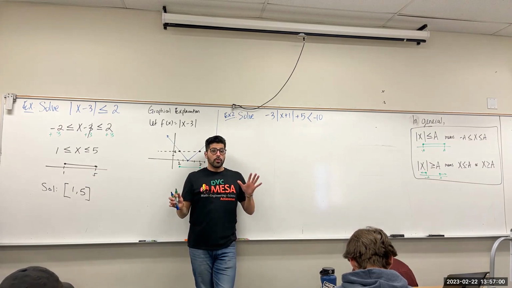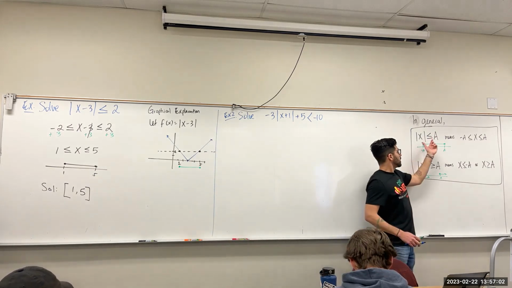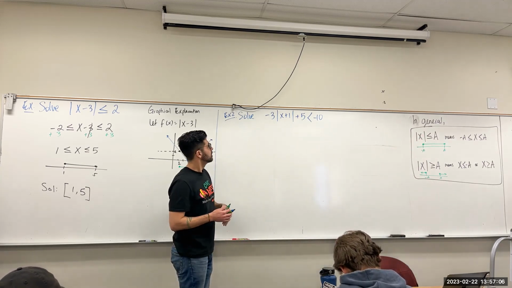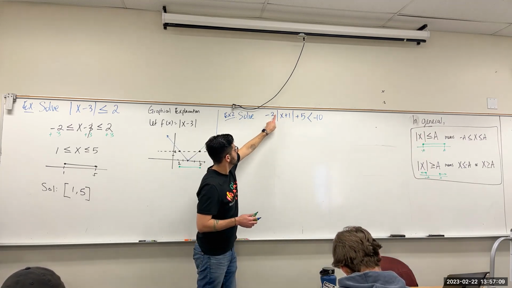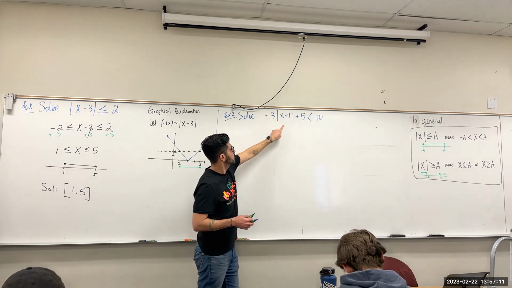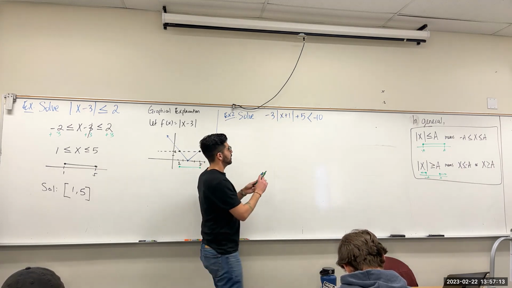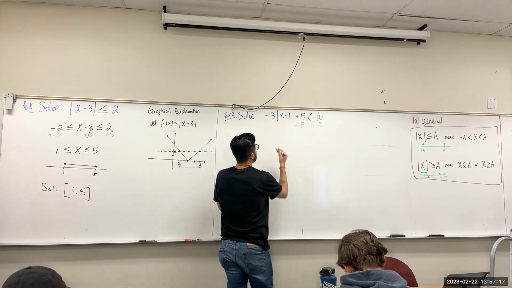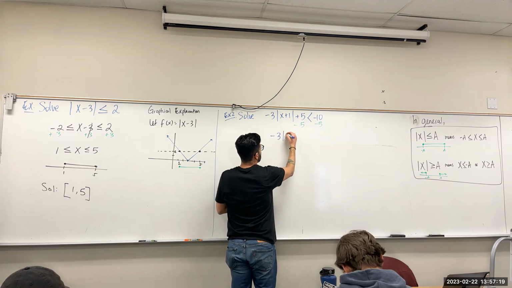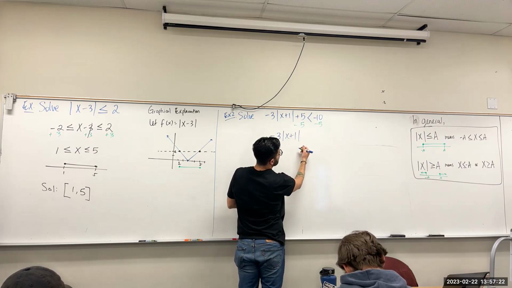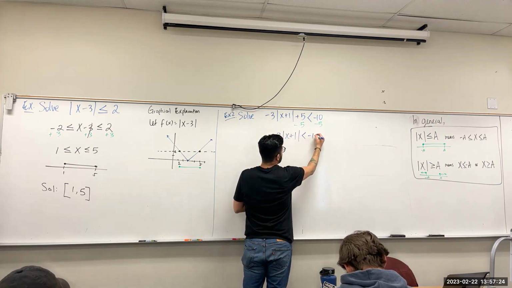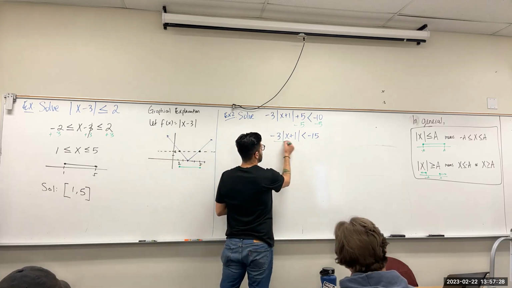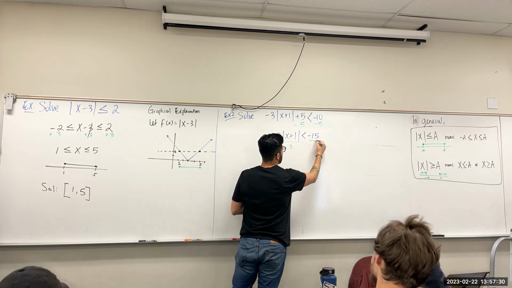So just like before, in order for you to use these rules, the absolute value expression has to be isolated. So I gotta get this absolute value expression all by itself. What do we do first? Subtract that 5 out of there from both sides. So I end up with -3 absolute value of x plus 1 is less than -15, and then switch the sign.